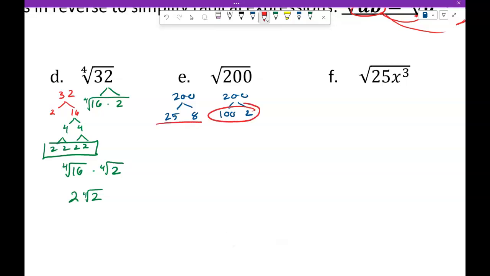If we approached it this other way, we would have to take note that 8 can be simplified into 4 and 2, and then I have 2 perfect squares. Well, if I multiply these 2 perfect squares together, I get to the largest perfect square factor of 200. So the square root of 100 times the square root of 2 gives us 10 square root of 2.